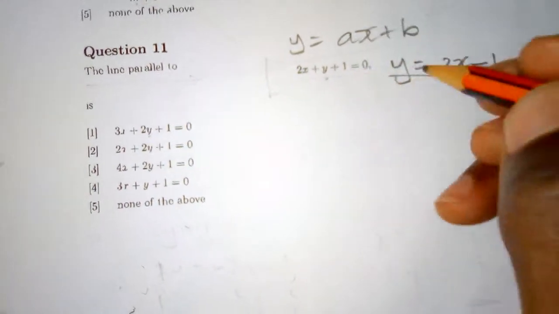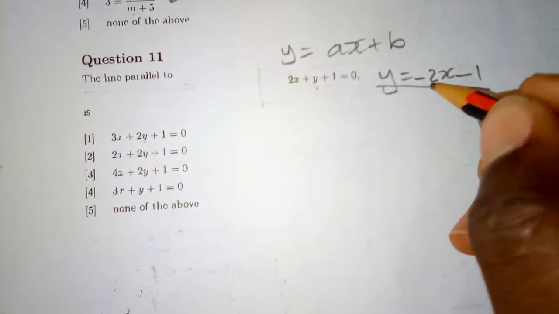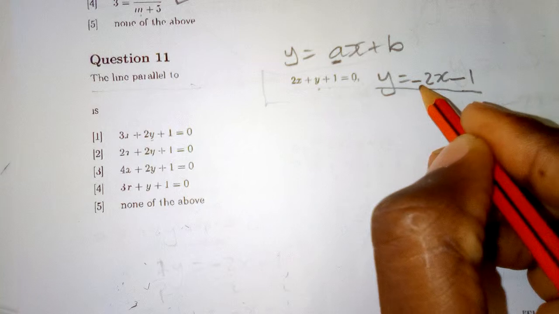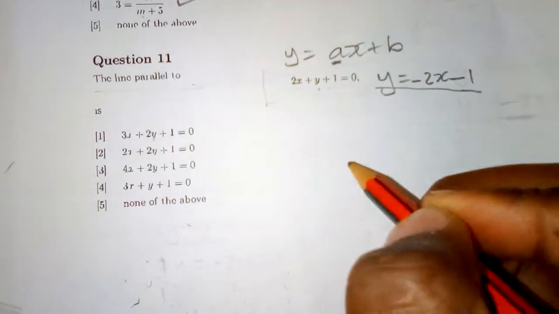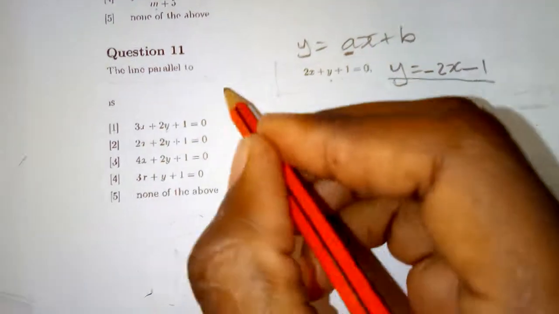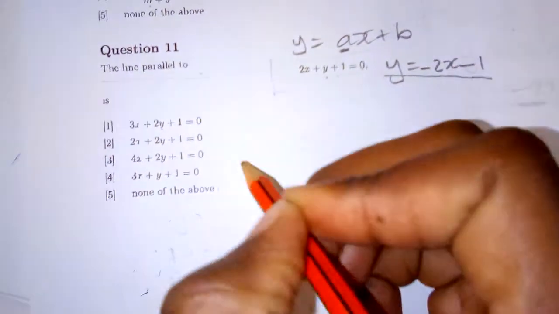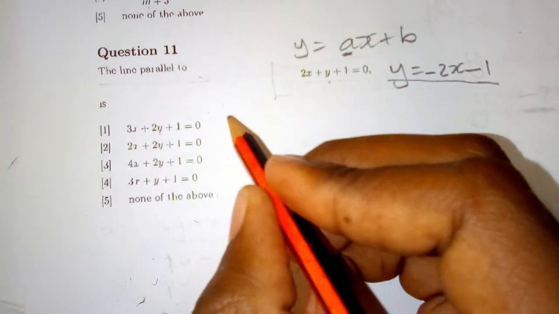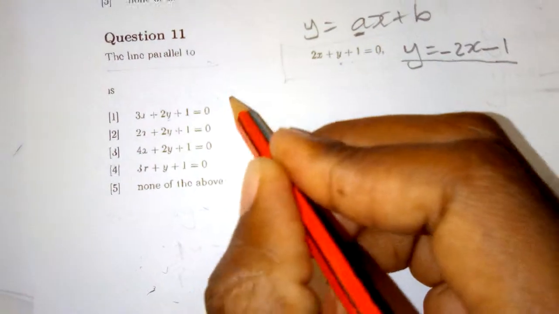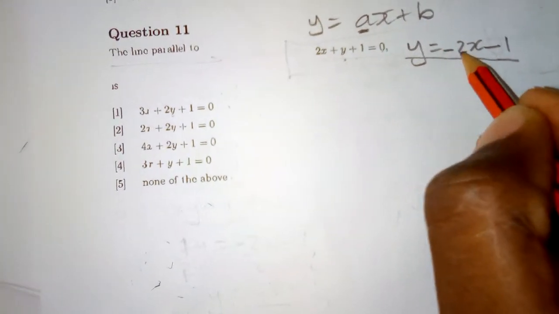So now which line is parallel to this one? So parallel lines, we're basically talking about the slope. And remember, our a here is negative 2. So which equation has a slope of negative 2 amongst these equations? So in order for you to get the answer in this case, you need to calculate all these equations and find out which one has the value of a, which is negative 2.